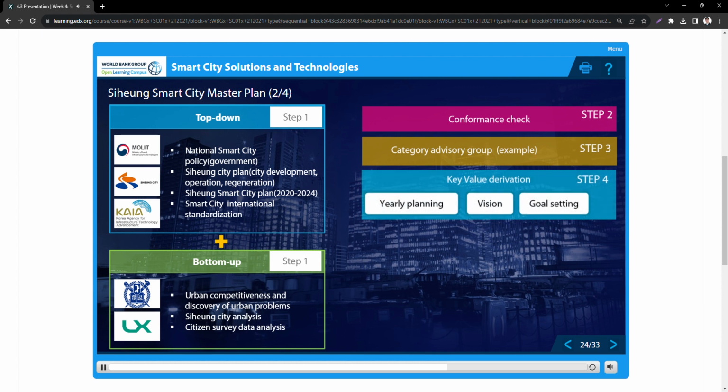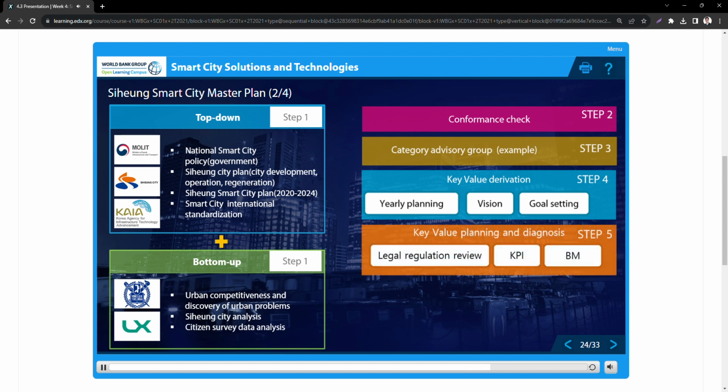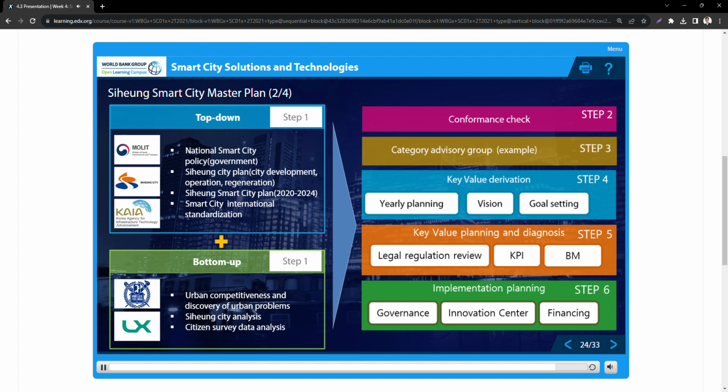Key values that comprise yearly planning, vision, and goal were derived from the analysis, and specific key values of planning and diagnosis were conducted, which include legal regulation review, KPI, and BM. Based on the derived key values, implementation planning such as Innovation Center, financing issues, and governance processes are considered.